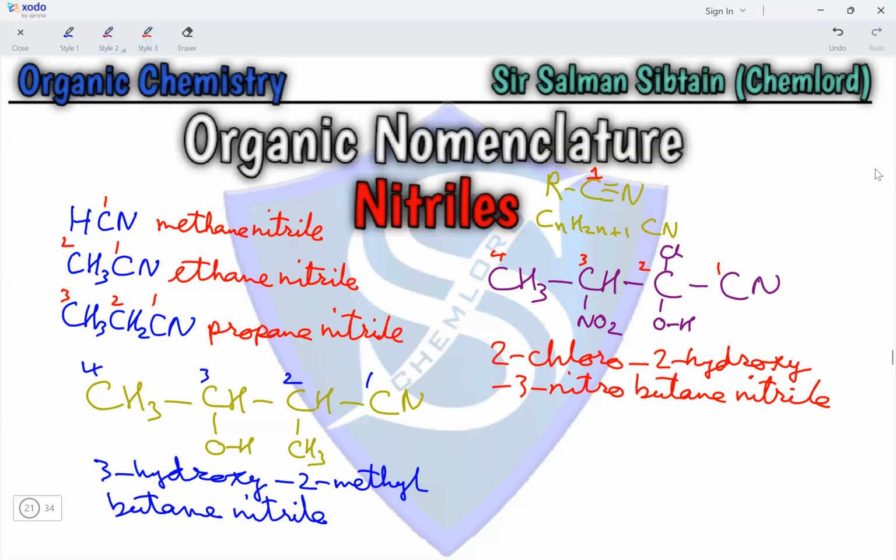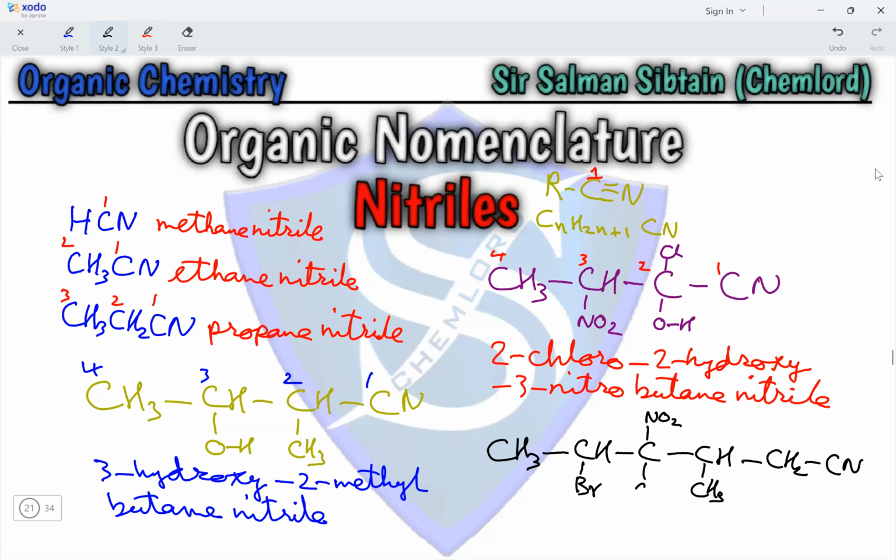Similarly, we can have another compound with multiple substitutions present on it, and let's place bromo here, nitro here, a methyl group here, and a hydroxy here. So in this case, we've got four substitutions present on a compound with 1, 2, 3, 4, 5, 6 carbon atoms. So the numbering would be 1, 2, 3, 4, 5, and 6.